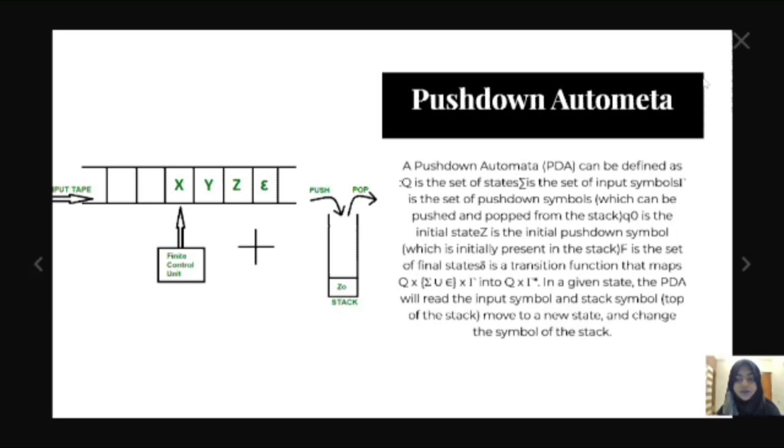Delta is the transition function that maps Q cross the union of sigma and epsilon cross gamma into Q cross gamma star. In a given state, the PDA will read the input symbol and the stack symbol on top of the stack to move to a new state and change the symbol on top of the stack.